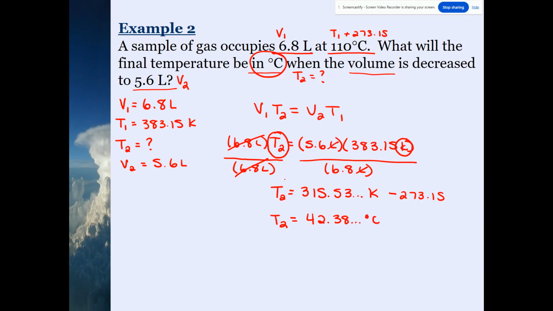And sig digs, I have 2 digits, 3 digits, 2 digits. We always keep the lowest of everything, which would be 2. I'm not cutting off the decimal, so I don't have to put it in scientific notation. I'm not cutting off a 5 or more, so it doesn't round up. So it would just be 42 degrees Celsius as our final answer for T2. Now again, check if this makes sense. My volume went down, so my temperature should have gone down, which in fact it did.